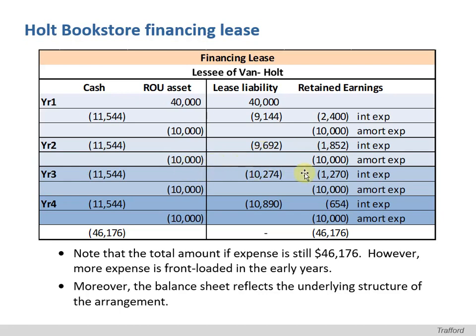The amortization of the right-of-use asset, this is amortizing this asset up here. The amortization of that right-of-use asset is $10,000 again. So total expense related to the lease is $11,852 in year 2. We do the same kind of thing in year 3 and year 4.